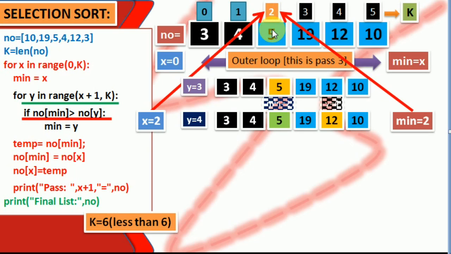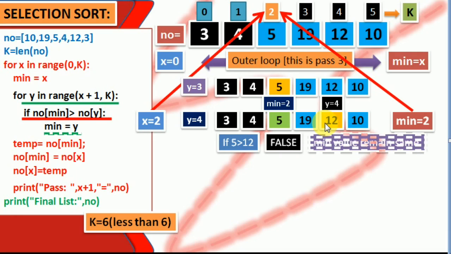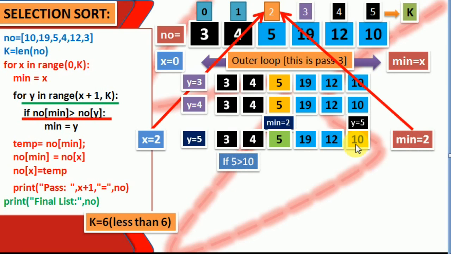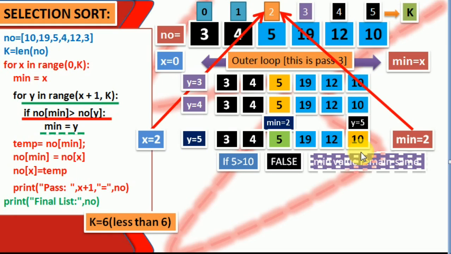So y is sitting at 12 and min is at 2. Now it will compare: is 5 greater than 12? Again the condition becomes false. Minimum remains the same. Next time y becomes 5. Min is still at 2. Y is at 10. It will compare: is 5 greater than 10? It will say false. Means min remains the same.